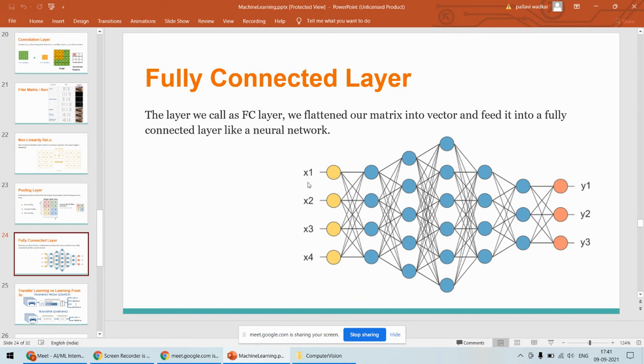So this is the input, and this is the features of our input image. Now, whatever image we have applied, these x1, x2, x3, x4 are nothing but features of our input image. Now, this neural network will have three different layers. Input layer, which is denoted by yellow. Blue color dots are nothing but the middle layer, and this orange is the output layer.